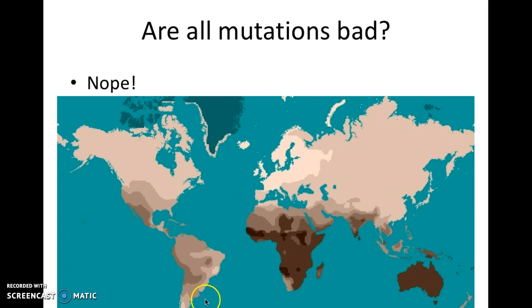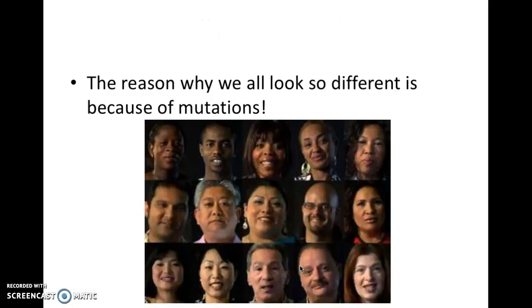If we didn't have mutations, we would all be this color, because we're thinking that Homo sapiens, or our species, originated in Africa. So if you want to learn more, talk to me. I'll give you some resources. And that's also the reason why we look so different, okay? The reason why our noses are the way they are, our hair color, our eye color, our face shape, tall, short, all of that is because of mutations. So mutations are not always a bad thing, but they definitely can be.